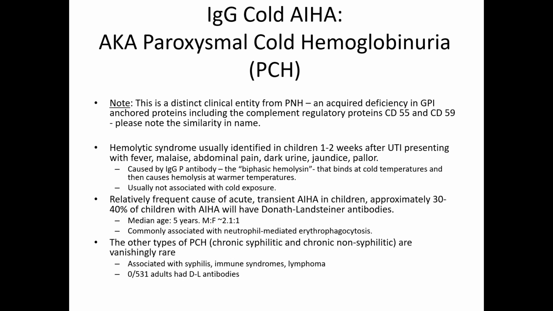This is a relatively frequent cause of autoimmune hemolytic anemia in children, but remember that this is typically a disorder that happens in young children, typically 5 years of life, with a slightly higher male to female predominance. I'll show you a picture of what neutrophil-mediated erythrophagocytosis looks like, but also remember that you could see this disorder in the adult population, but it's typically associated with a chronic syphilitic state or tertiary related syphilis.